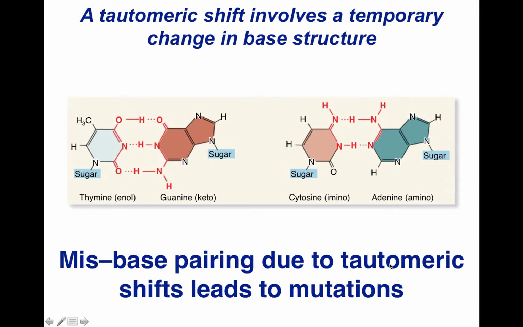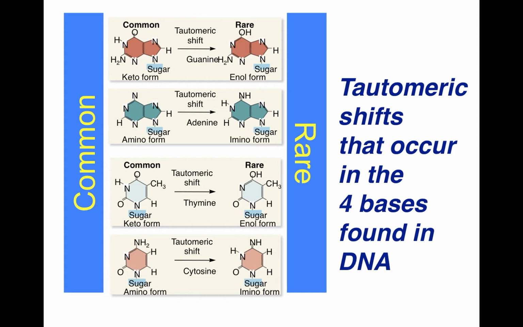Mispairing due to tautomeric shifts often leads to mutations because it creates distortions in the helix. These are some of the tautomeric shifts that can occur for each different nucleotide. The keto form can shift to the enol form for guanine, adenine, thymine, cytosine, and when that happens, you'll end up with mispairing.